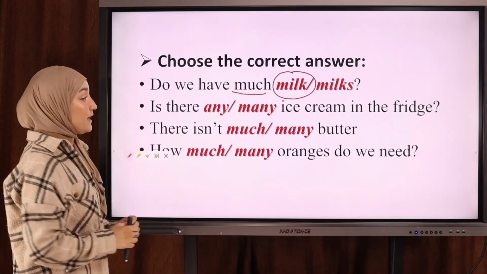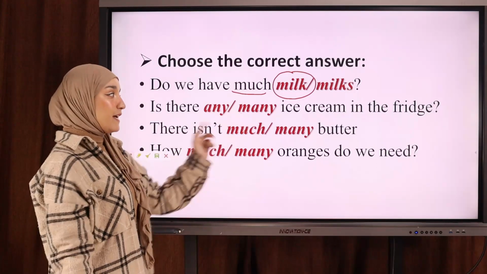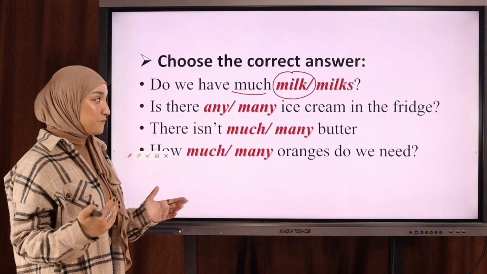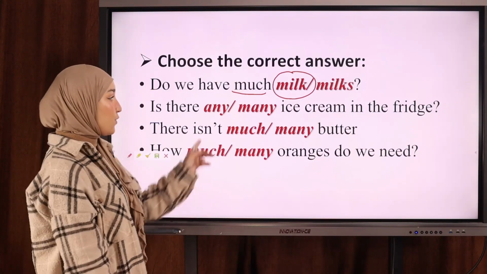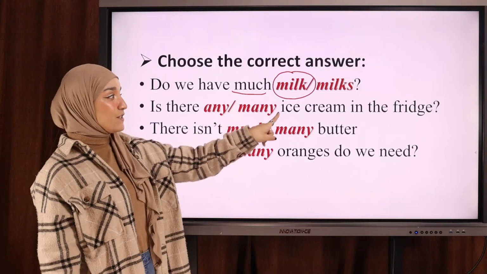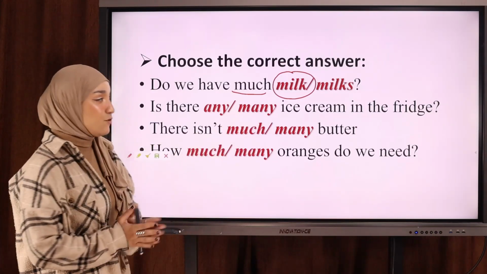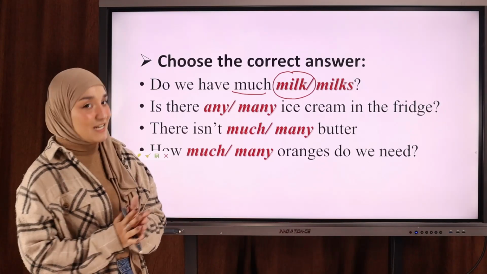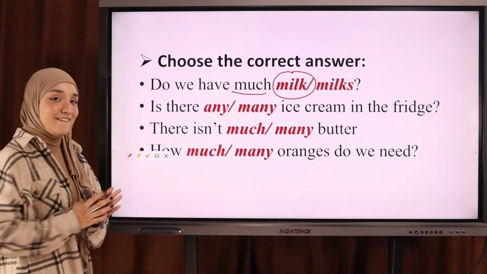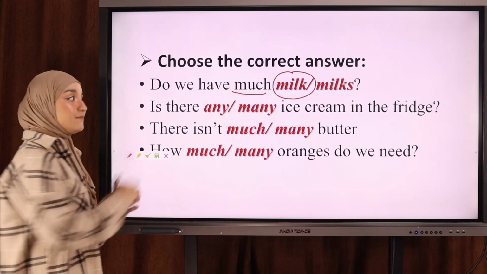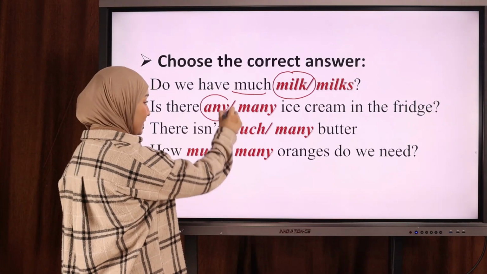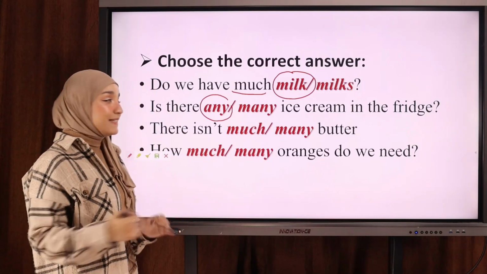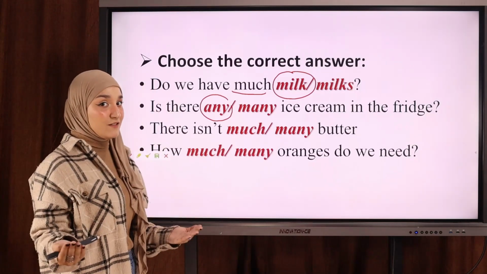The second example, is there any or many? Is there any ice cream in the fridge? Or is there many ice cream in the fridge? So, yes, of course. Is there any ice cream in the fridge?